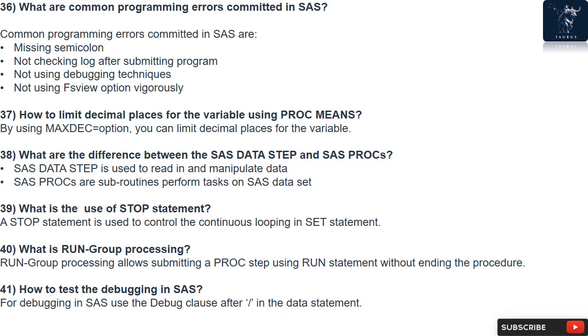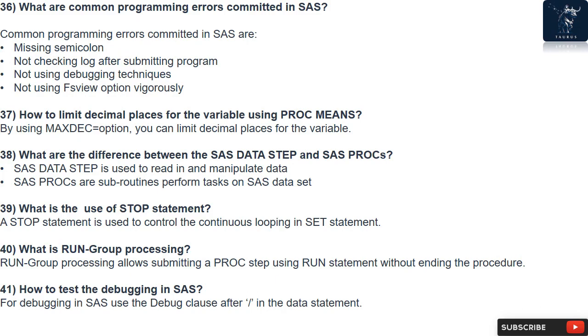36. What are common programming errors committed in SAS? Common programming errors committed in SAS are: missing semicolon, not checking the log after submitting a program, not using debugging techniques, and not using the VIEW option vigorously. 37. How to limit decimal places for a variable using PROC MEANS? By using the MAXDEC= option, you can limit decimal places for the variable.